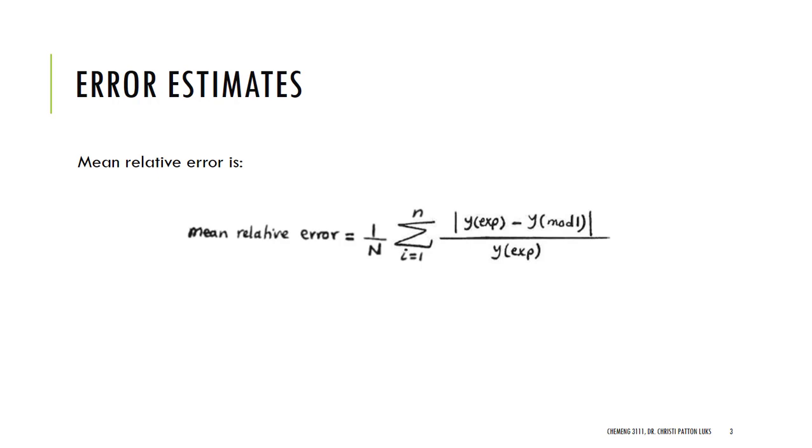But another definition that is frequently used, I see this often in experimental studies in the literature, is the mean relative error. This is simply taking the difference between your experimental value and the model predicted value, taking the absolute value so that you get positives on each of those, and dividing by the experimental value. That sum for each of your different data points divided by the number of data points is the mean relative error.